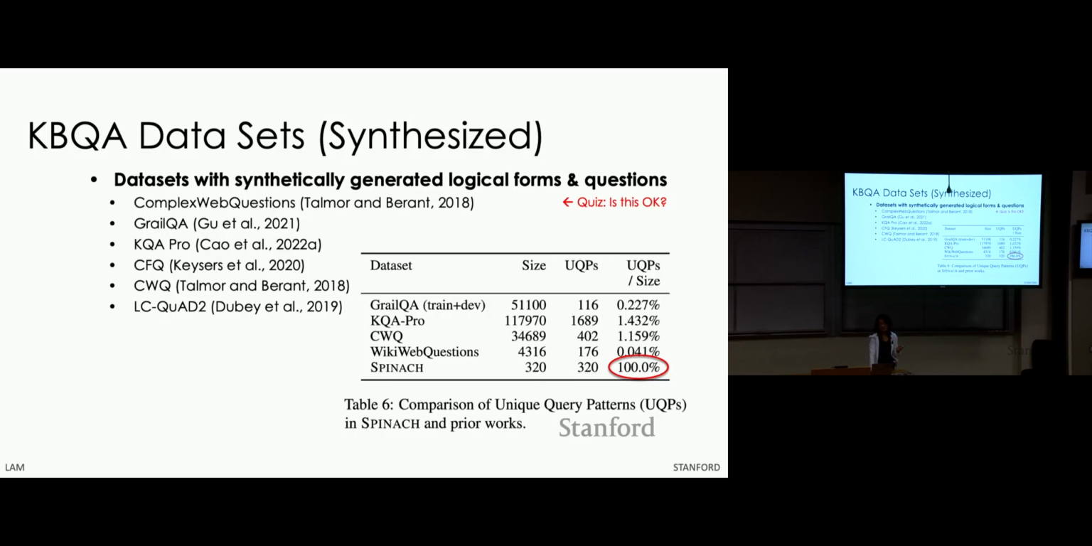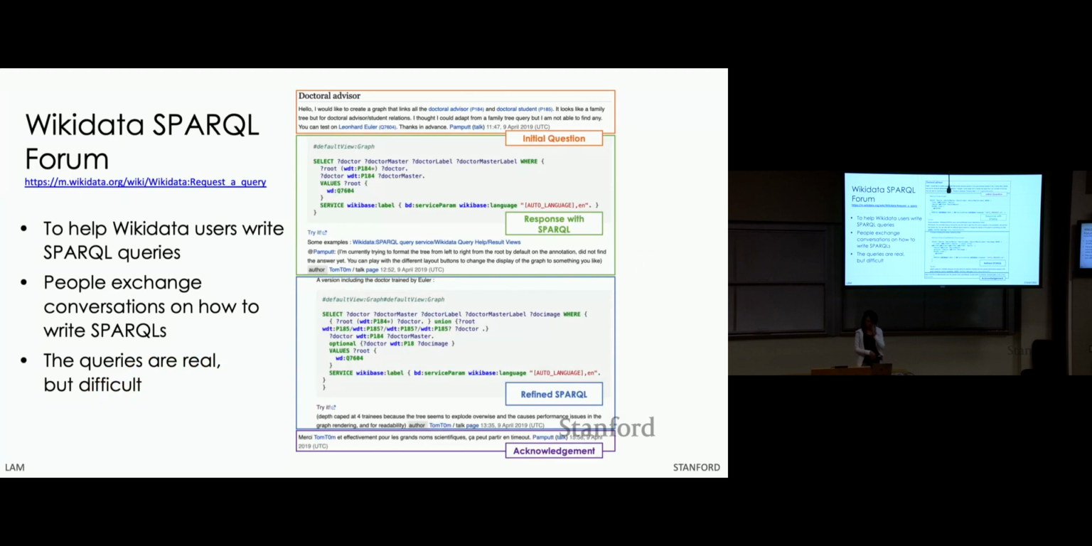That is the number one thing to ask. You have a data set, is it synthesized? Okay, how did you synthesize it? So it's very limited. So what did we do? We discovered that Wikidata has a forum because it's so hard to write SPARQL queries. They have a forum with that URL. And it actually brings in experts that help you with writing SPARQL queries. And they exchange notes on how to write it. The queries are all real, but they are all very difficult because otherwise it wouldn't be brought up in this forum. So the question that we showed you was in there.